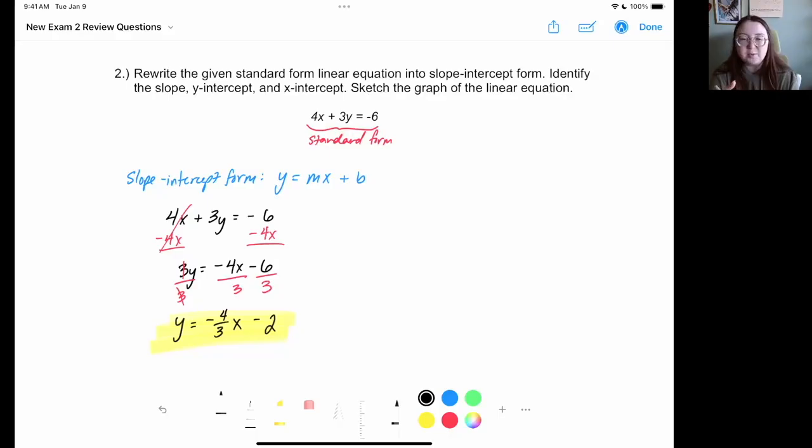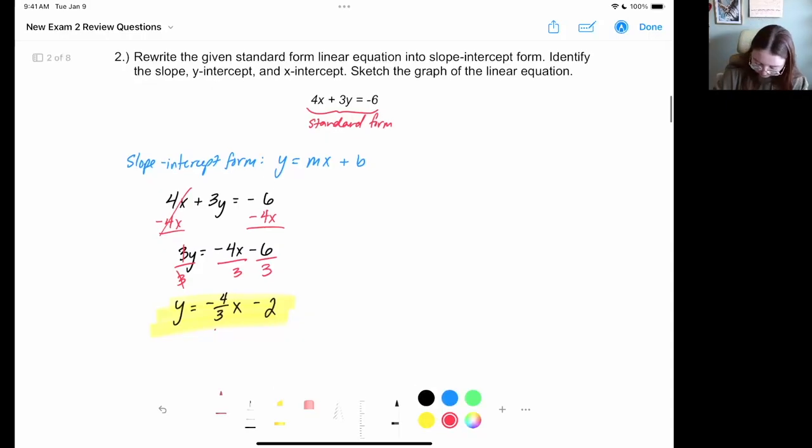But when it comes to graphing, especially when we are going to graph by hand, it's not exact. And so we're going to algebraically solve for the x and y intercept. And then also we just needed to identify the slope.